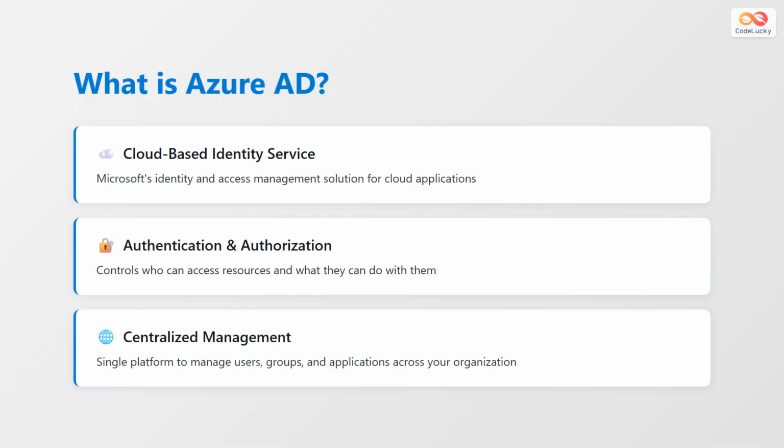Azure Active Directory, commonly known as Azure AD, is Microsoft's cloud-based identity and access management service. It serves three primary functions. First, it's a cloud-based identity service that operates entirely in the cloud without requiring on-premises infrastructure. Second, it handles authentication and authorization, controlling who can access your resources and what actions they're permitted to perform. Third, it provides centralized management, giving you a single platform to manage all users, groups, and applications across your entire organization.